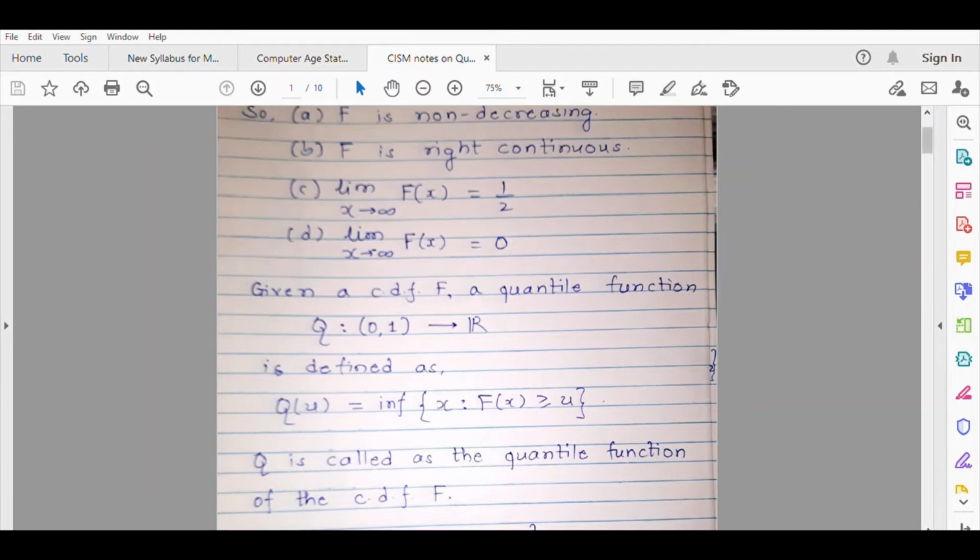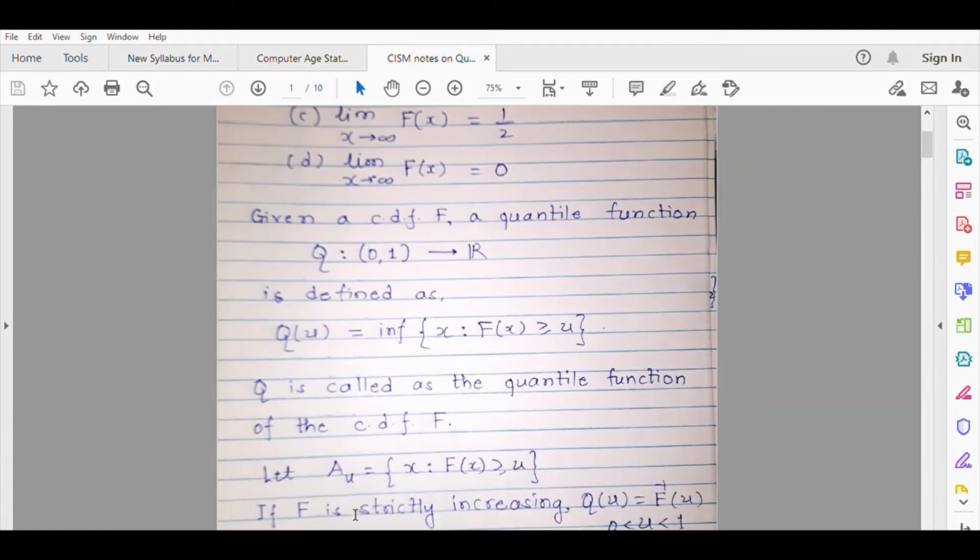I hope you have understood here. This set A_u is the collection of all those x for which F(x) is greater than or equal to u. If F is a strictly increasing function, then there will be several points for which F(x) is greater than or equal to u. You can write this as x greater than or equal to F inverse of u, and so this infimum will simply be F inverse of u. As a result, when F is strictly increasing, Q(u) will simply be F inverse of u.